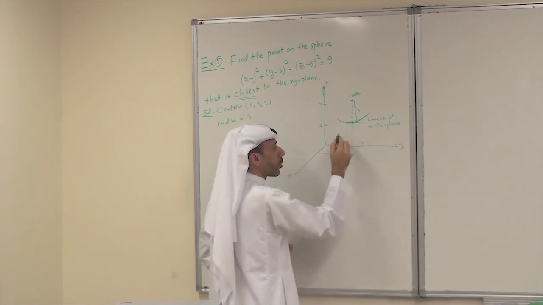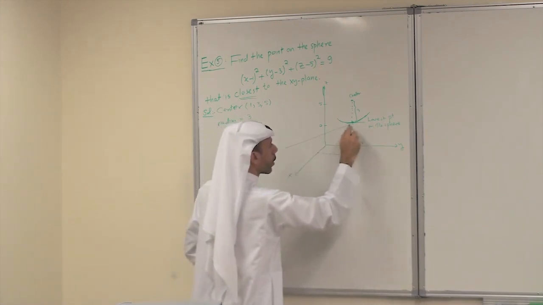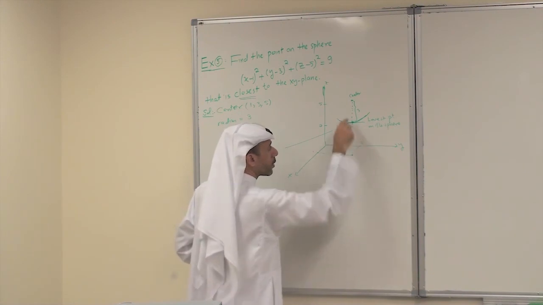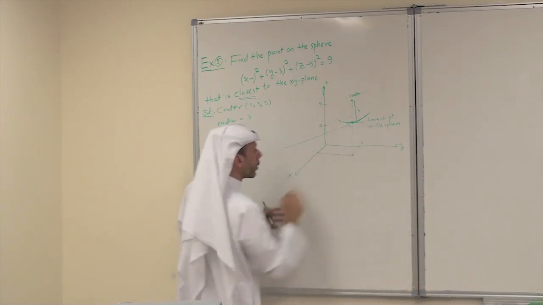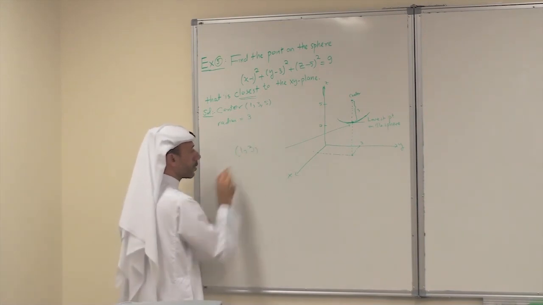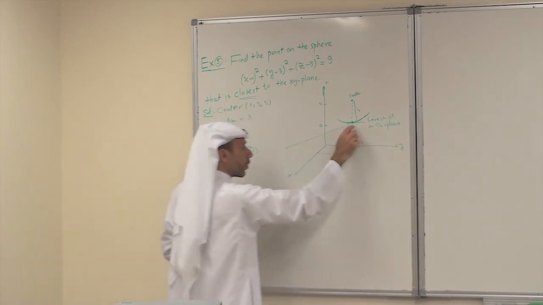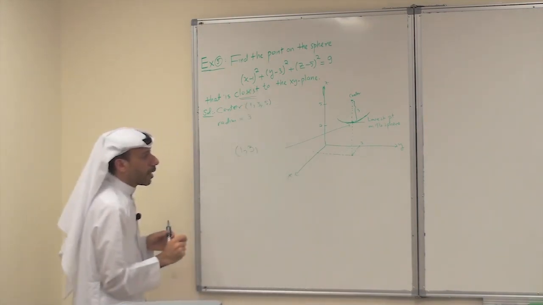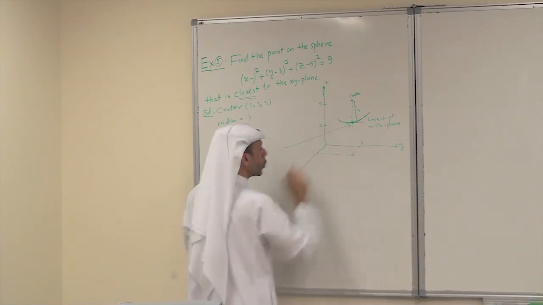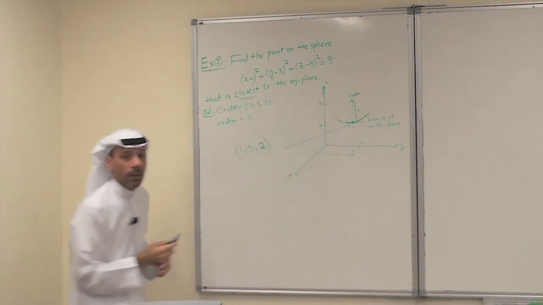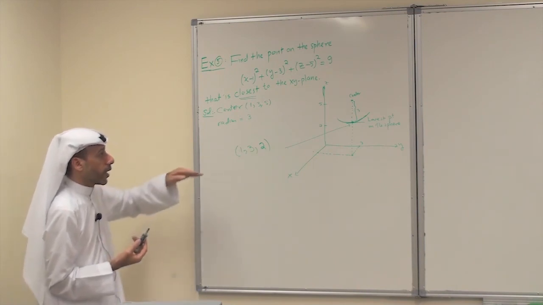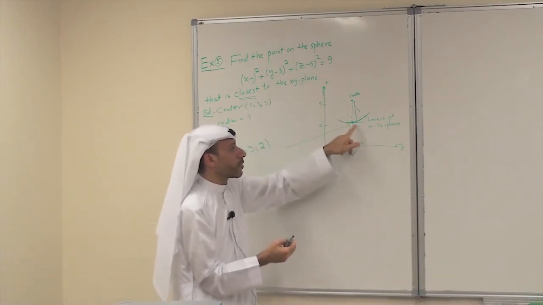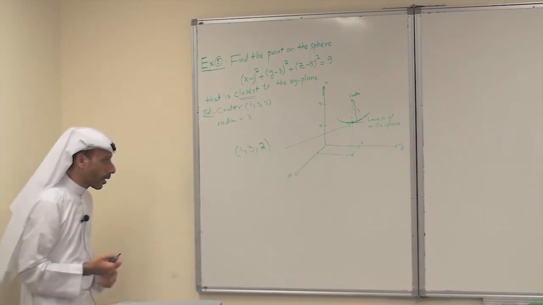Well, what are the coordinates of this point? The x and y coordinates come from the center, 1 and 3. Notice this point is along the same line, so the x and y coordinates of this lowest point are the same as the x and y coordinates of the center. And then what is the z coordinate? Well, it is 2. So this is the answer. The closest point to the xy plane from the graph is really the lowest point on the sphere, which is (1, 3, 2). And this is the answer.